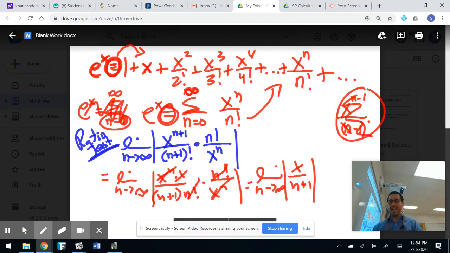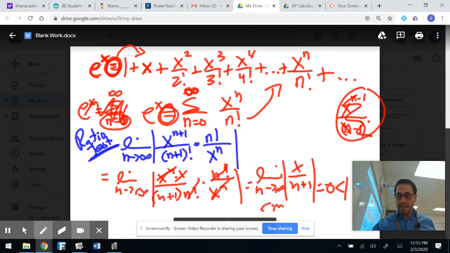This is the limit as n approaches infinity. Well, x, believe it or not, even though it's a variable, we're going to treat it as a constant. And so I can go ahead and evaluate that. That's x, a constant, over infinity, which is going to be 0. And guess what? Since that's going to be 0, that's less than 1. Now, what does that tell us?